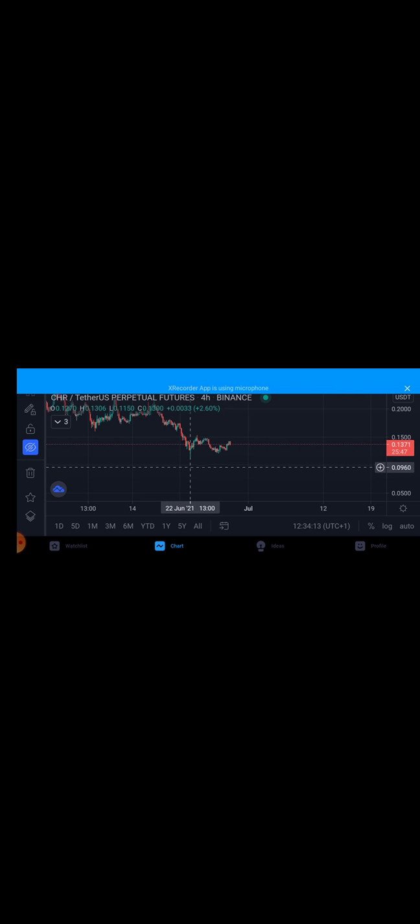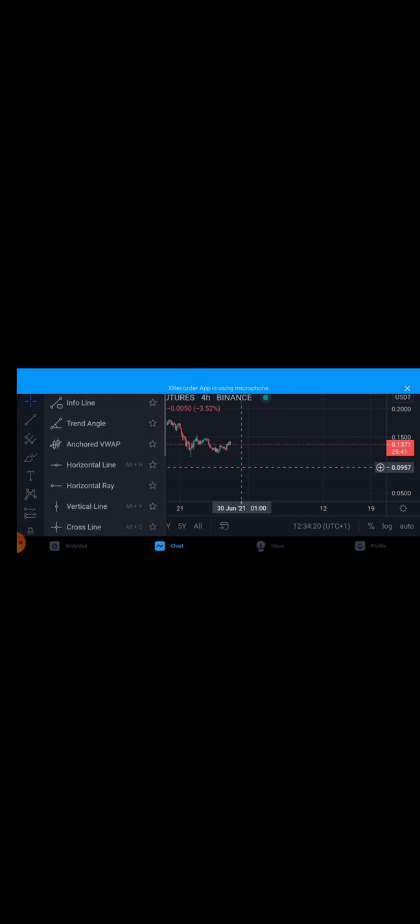0.96 something, around this zone, let me draw it here. If the market gets to around this point here, around this 0.9 something, if the market drops to this particular place, that is my liquidation price, and I will lose my entire money.